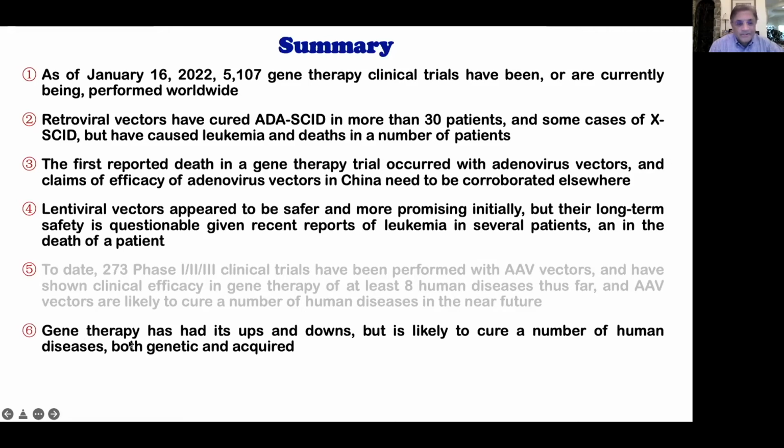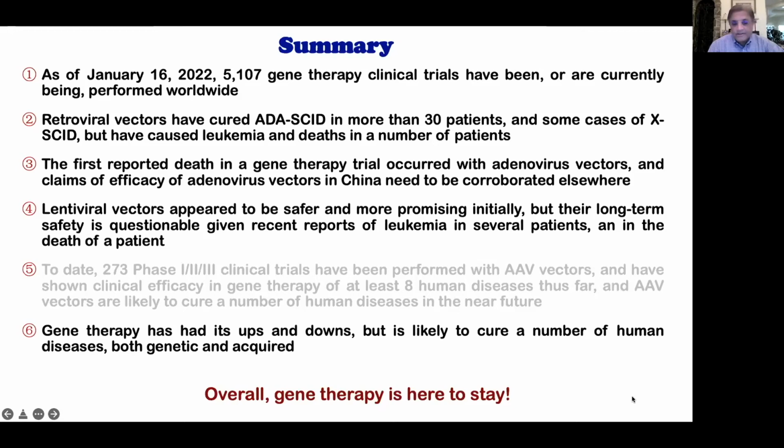So gene therapy has had its ups and downs, but is likely to cure a number of human diseases, both genetic and acquired, especially with AAV vectors. Although there are a few downsides, which I will be able to present at the next month's meeting.